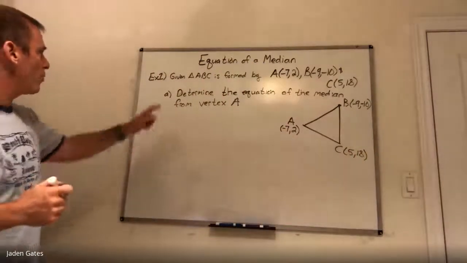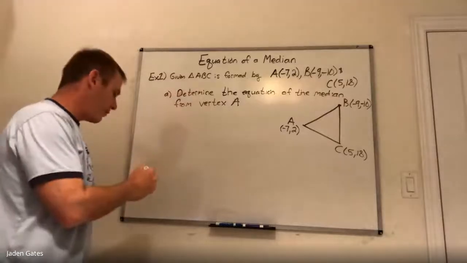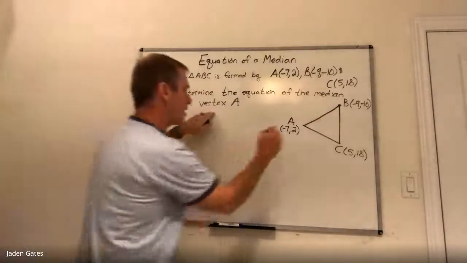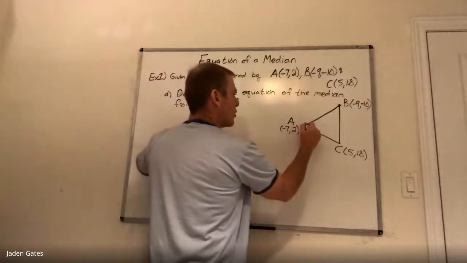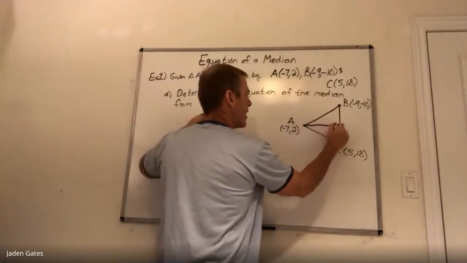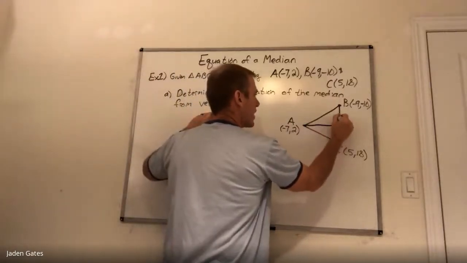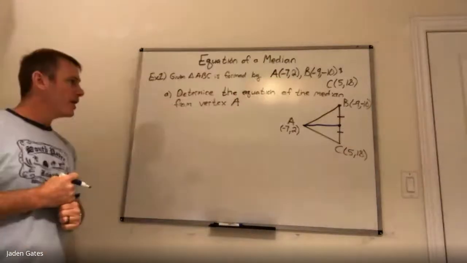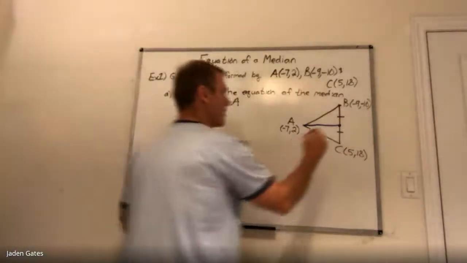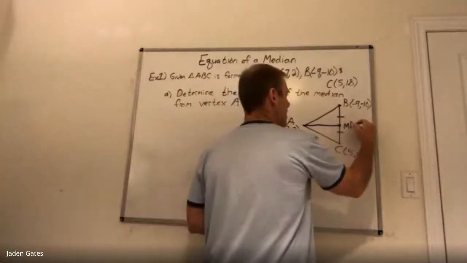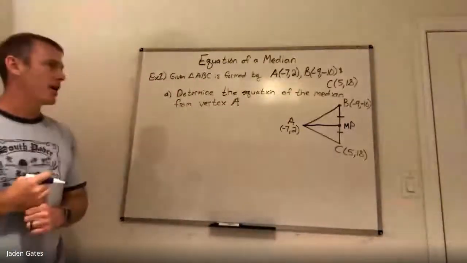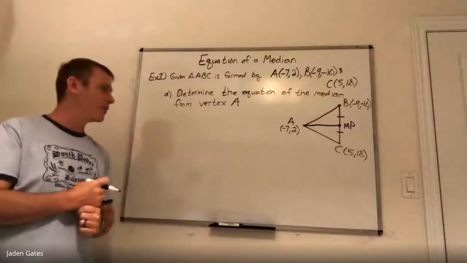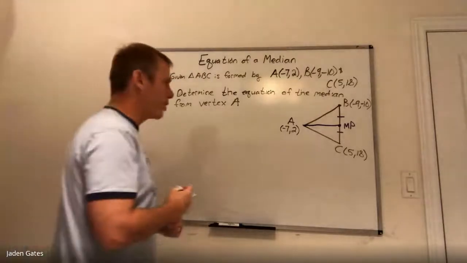All right, and I want to determine the equation of the median from vertex A. So again, there's our point A. Your median goes straight across, and again, it hits the opposite side at the midpoint. And so if I want the equation of the median, I am going to need this midpoint, because that's the line I'm looking for, that purple line. And I need 2 points on a line to find that equation of a line.